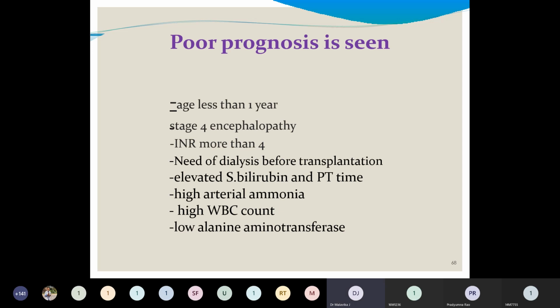Poor prognosis is mainly seen in children less than 1 year of age and stage 4 hepatic encephalopathy. When INR is more than 4, persistently, it is a bad prognosis. Need for dialysis before the liver transplantation. Elevated serum bilirubin and prothrombin time which cannot be corrected. High arterial ammonia levels. High WBC count. Low alanine aminotransferases. So these are the poor prognostic signs which can be assessed.